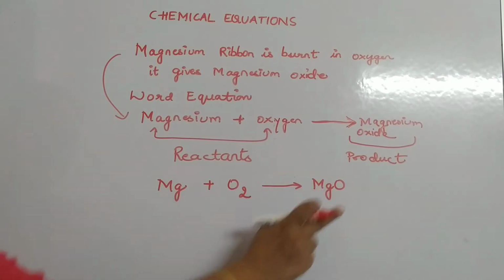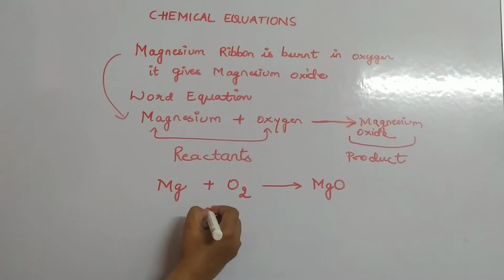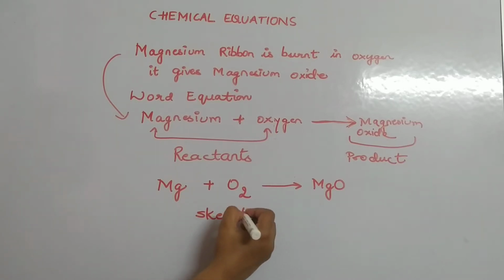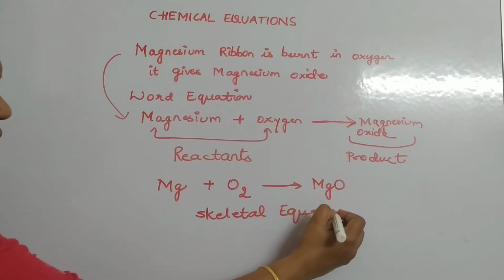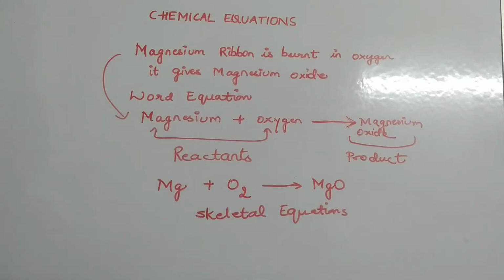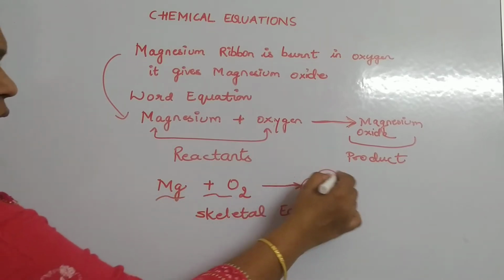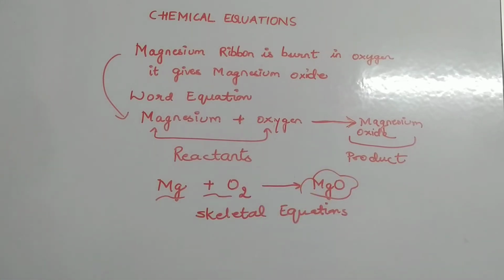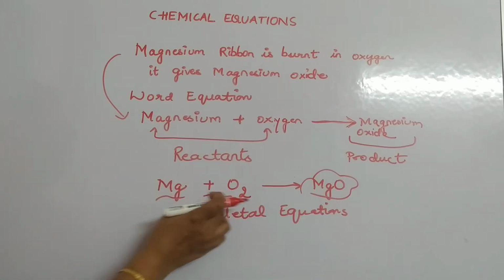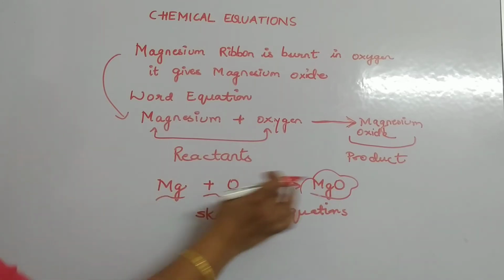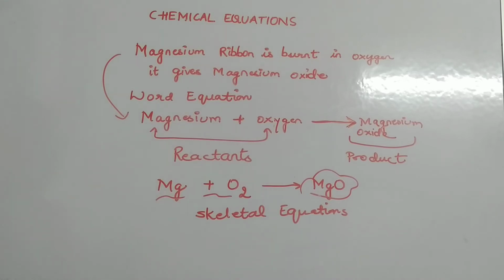Now children, you can very well see that the reaction is not balanced. Basically that is what we call a skeletal equation. A skeletal equation means the equation in which we are just representing the reactants and the products, and we are not bothered about whether the atoms are the same on both the sides, reactant and product side.